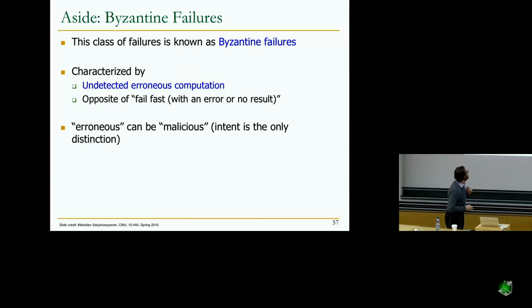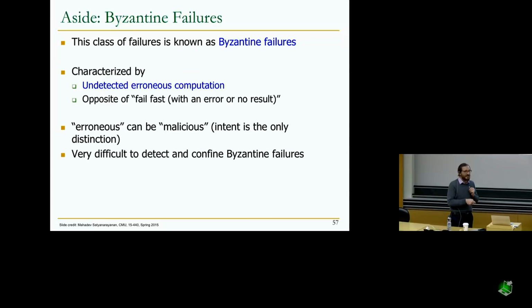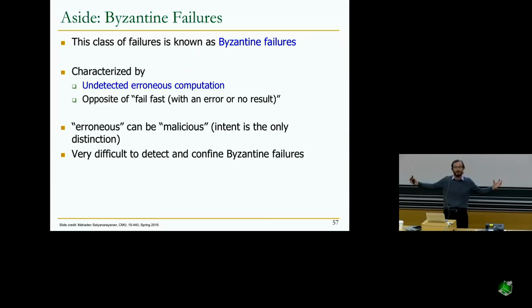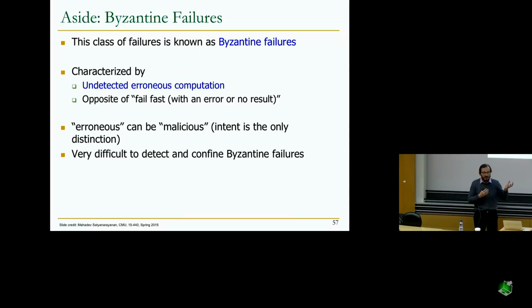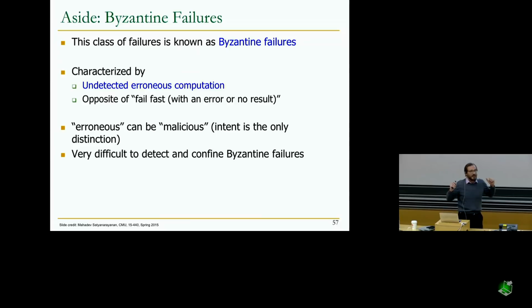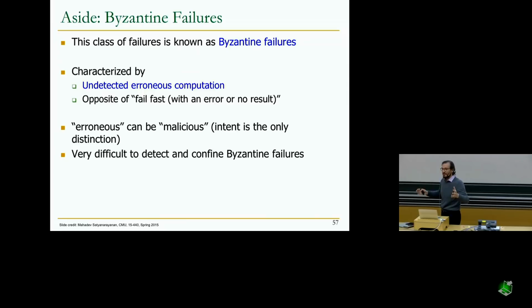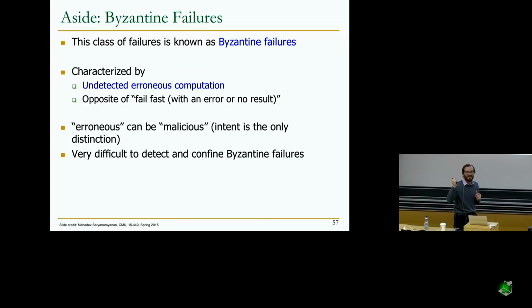Okay, and these Byzantine failures are very, very difficult to detect and confine, and this has actually concerned the distributed systems community for a long time. Actually, it's still concerning them. The distributed systems community talks about, what if you have these N million servers in the world, and how do you ensure that they agree on a result? This is called the consensus problem. When there is erroneous computation, how do you ensure that this is really efficient? Basically, how do you get the correct result in the presence of Byzantine failures?